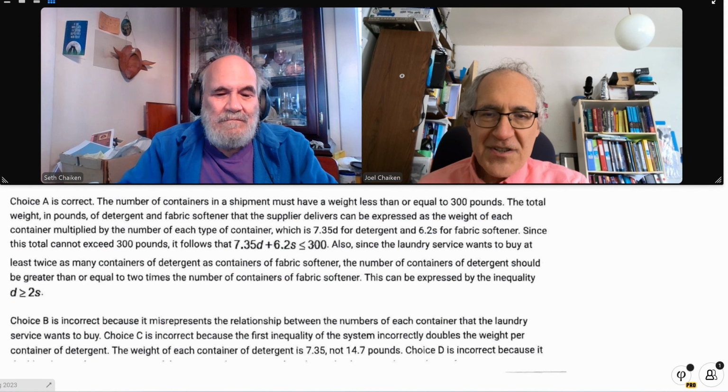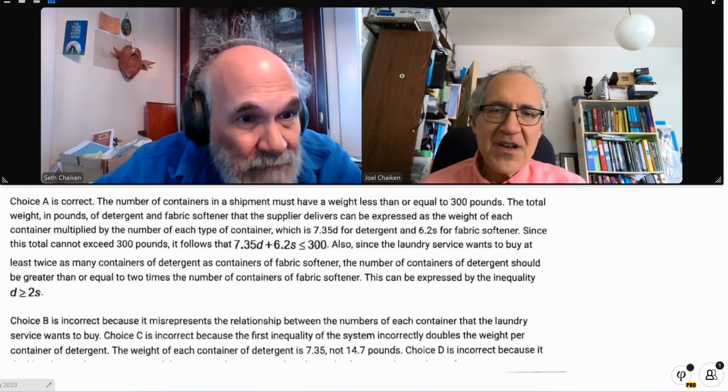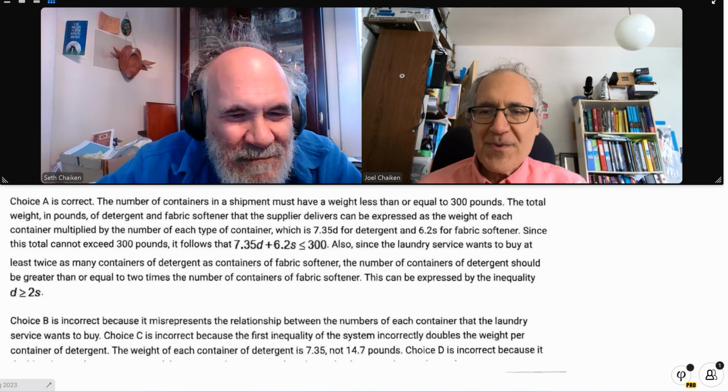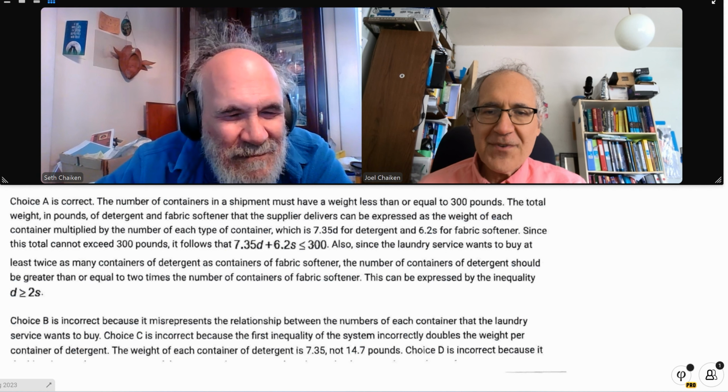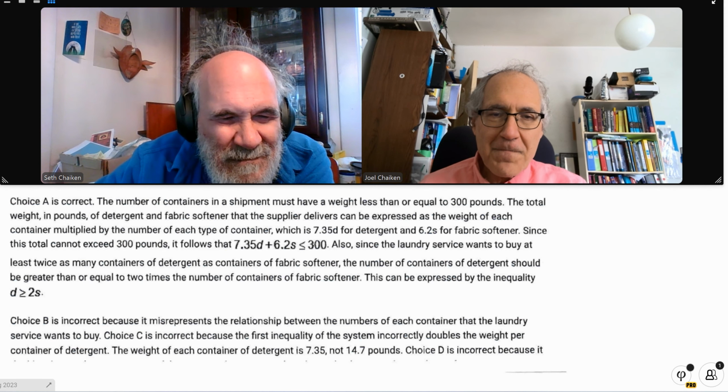Now, it also starts with "also" in the middle of the paragraph. Also, the laundry service wants to buy at least twice as many containers of detergent as fabric softener. The number of containers of detergent should be greater than or equal to 2 times the number of containers of fabric softener. Easier said than figured out. As you see, Seth got a little confused there when he was doing it. This can be expressed by the inequality that.